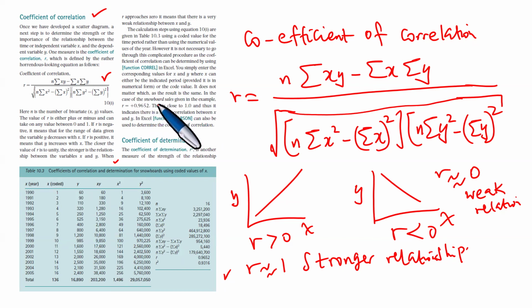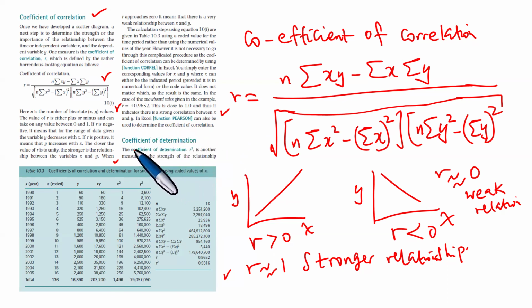In the case of the snowboard sales given in the example, the ones we've seen in Italy, R is equal to plus 0.9652. This is close to 1.0, and thus it indicates there is a strong correlation between X and Y. In Excel, the function Pearson can be used to determine the coefficient of correlation.